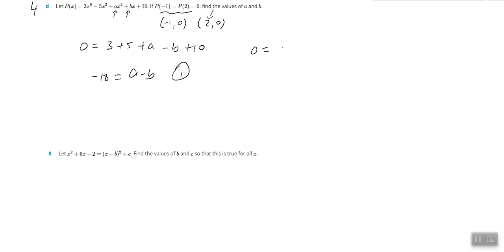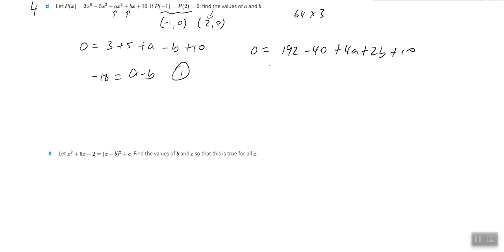I know 2 to the power 4 is 16, 2 to the power 5 is 32, 2 to the power 6 is 64. So we've got 64 multiplied by 3, so we need to work that out. 3 60s are 180, 180 plus 12 is 192. And then you've got 2 cubed, which is 8. 8 5s are 40, so minus 40 plus 4a plus 2b plus 10.